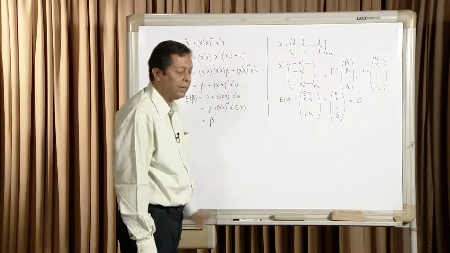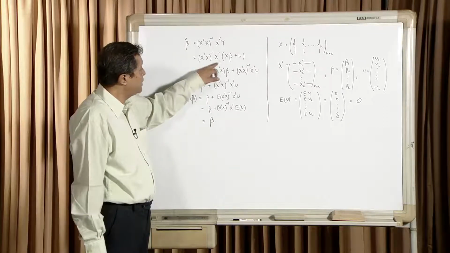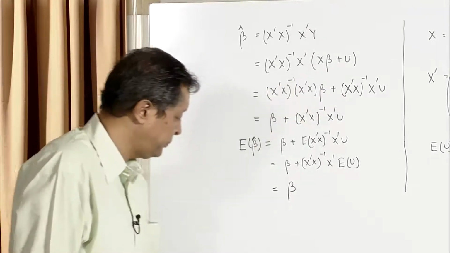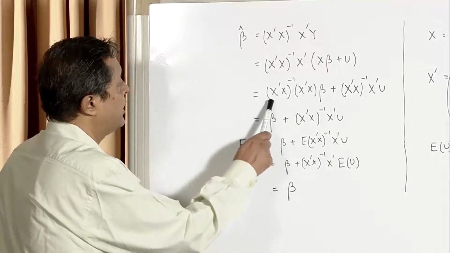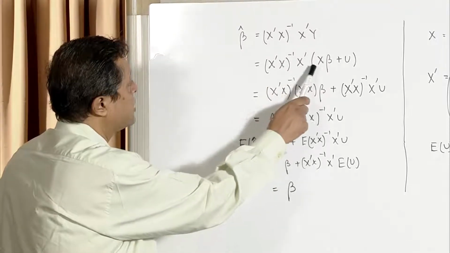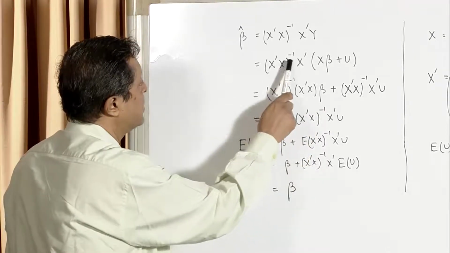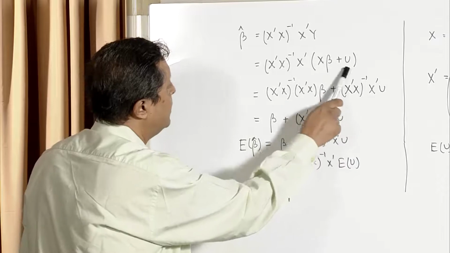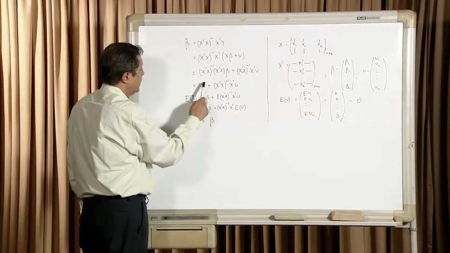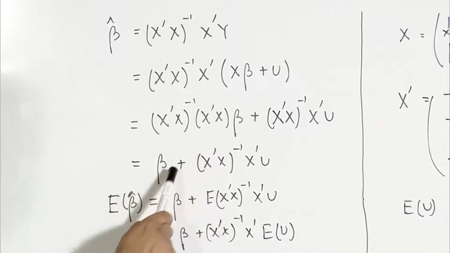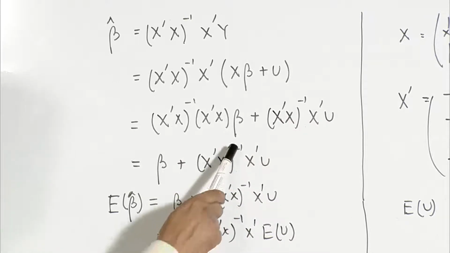So, with that backdrop we come back to the estimate. That is (X'X)^-1 X' times (Xβ + u), which simple matrix multiplication tells us comes to (X'X)^-1 X'Xβ + (X'X)^-1 X'u, and the multiplication of the first two expressions gives us the identity matrix. So, this becomes β. The second one is written once again in the next line, (X'X)^-1 X'u.